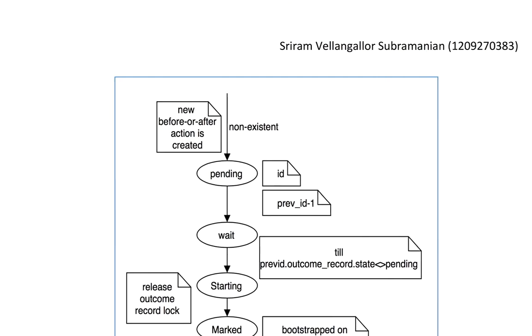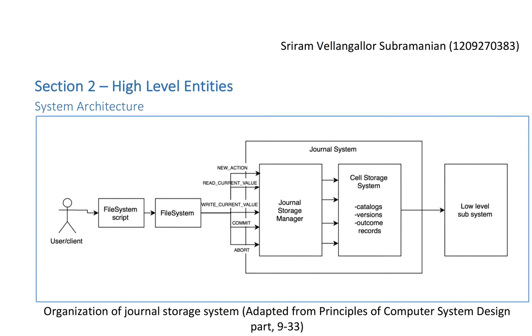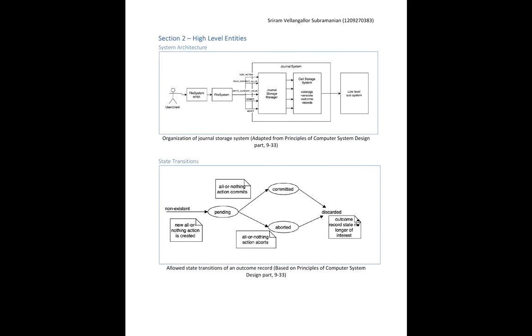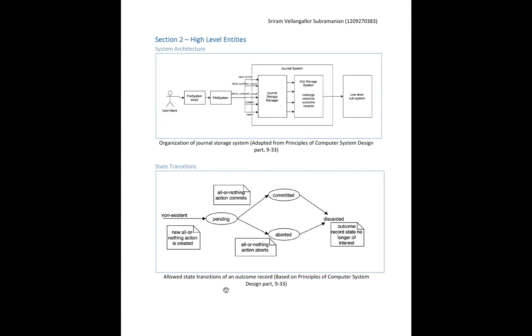Next, I would discuss the state transitions. The allowed state transitions of an outcome record, based on the textbook, are as follows. First, there would be no executing processes. So when a new all or nothing action is created, it would first be assigned a pending state, and data would be written into the cell storage as explained in the architecture.